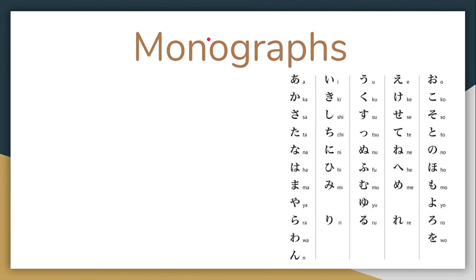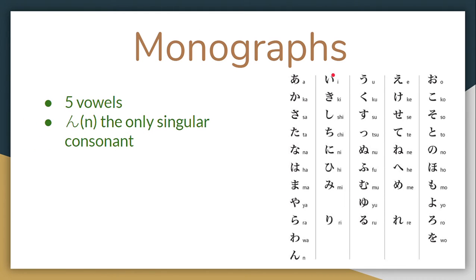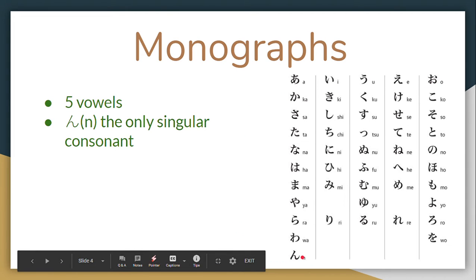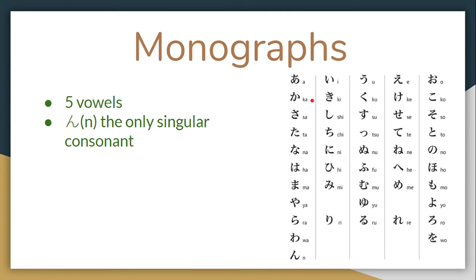Now, the first part of the hiragana alphabet are the monographs. As we've said before, there are 5 vowels: A, I, U, A, and O, and then 1 consonant, just the N here. Every other character in Japanese is going to include a consonant and vowel combo. So ka, ki, ku, ke, and ko.